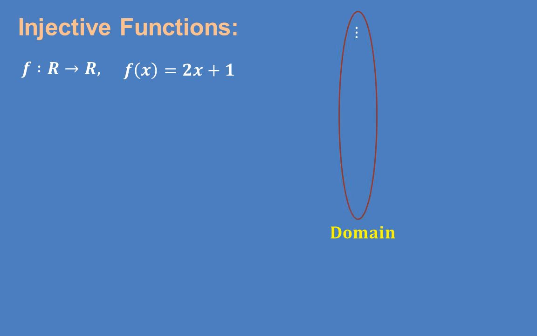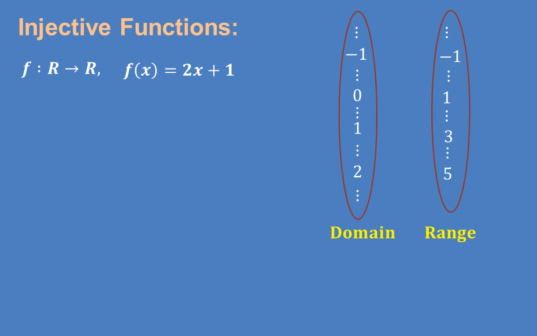Let us take some of its elements, like -1, 0, 1, and 2. And we also know that the range of the function is the set of the images of all elements in the domain, that is, the output values of y or f of x. And for this function, its range is also the set of real numbers R. And we will take some of its elements, like -1, 1, 3, and 5.